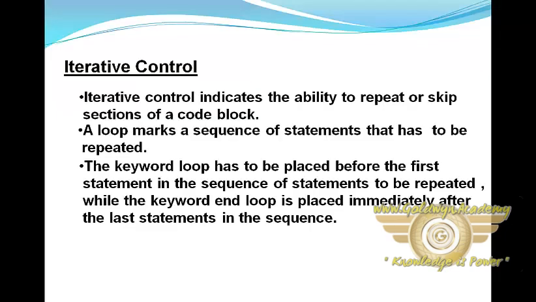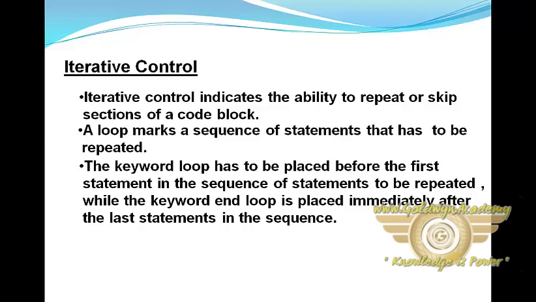Now iterative control. Iterative control indicates the ability to repeat or skip sections of a code block. A loop marks a sequence of statements that has to be repeated. The keyword LOOP has to be placed before the first statement in the sequence of statements to be repeated, while the keywords END LOOP are placed immediately after the last statement in the sequence.